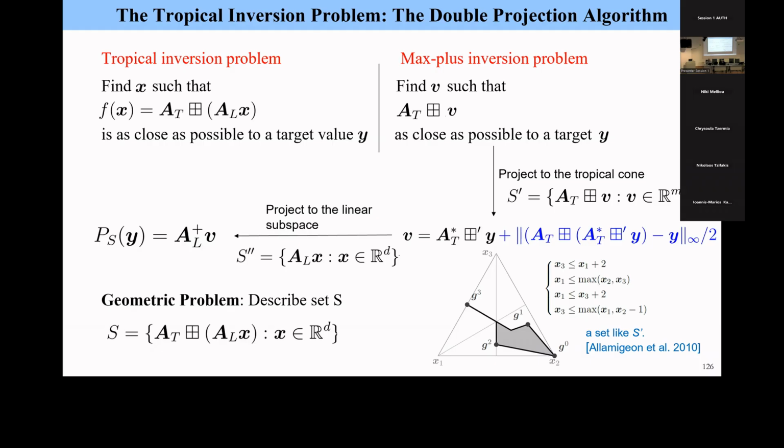And then we have to solve the linear part, try to find the best matrix A_L. Essentially, this brings us to the pseudo-inverse, which is equivalent to doing a linear projection to a subspace. So we have a tropical space where we project first, and then a linear space where we project second, and this combination can give us a very interesting geometric intuition for solving this tropical inversion problem.